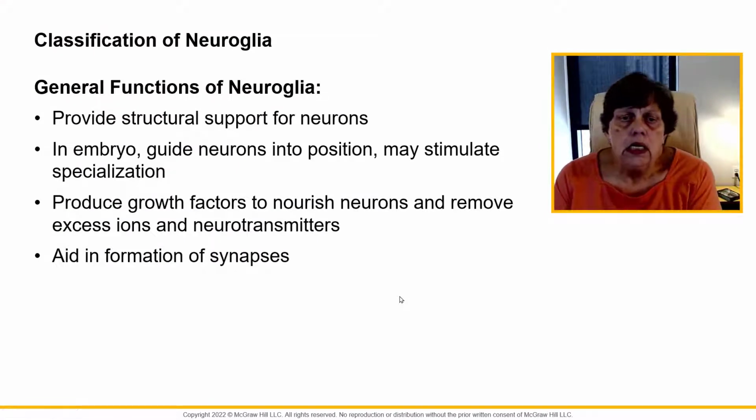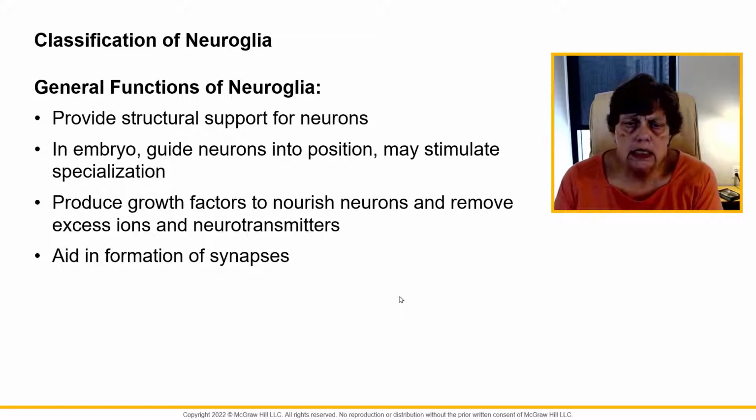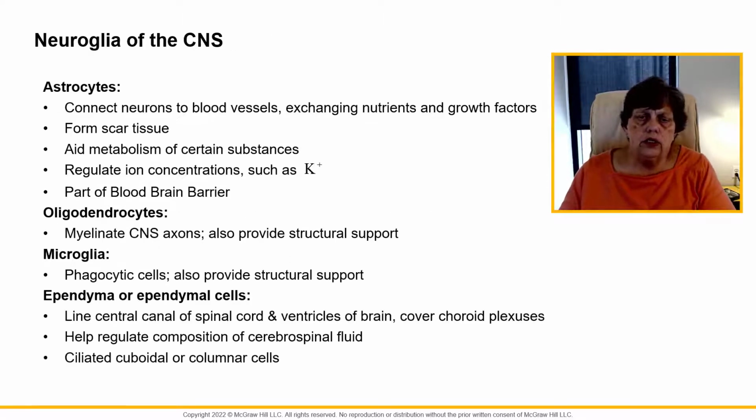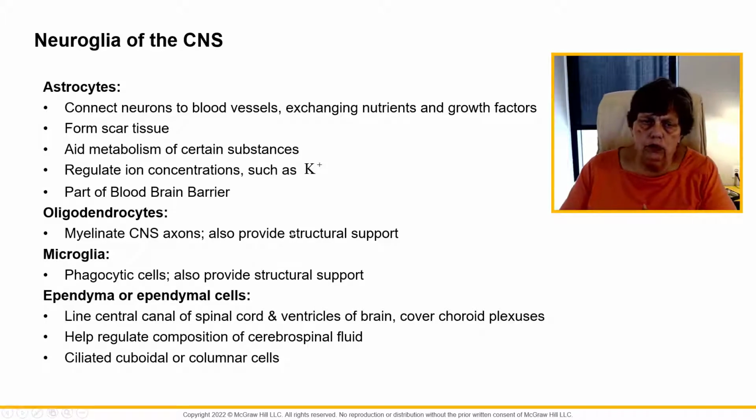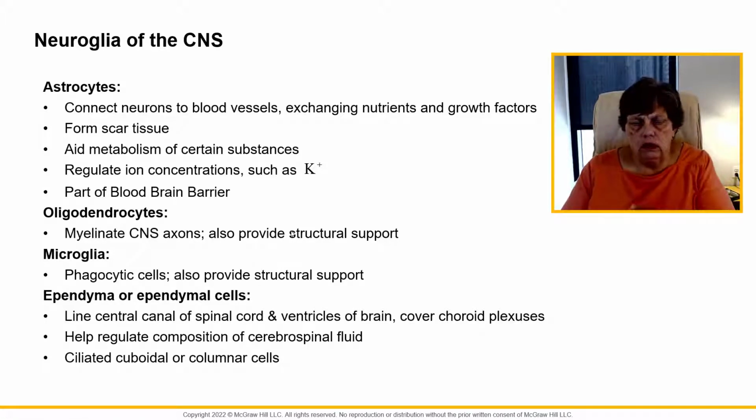All right. So then we're going to look at neuroglia. And the general function of neuroglia, as I said, is to provide support. It's going to basically produce growth factors. You're going to have growth factors that nourish the neurons and remove any excess ions or neurotransmitters. And again, it's just really supportive. And you've got a few different cells.